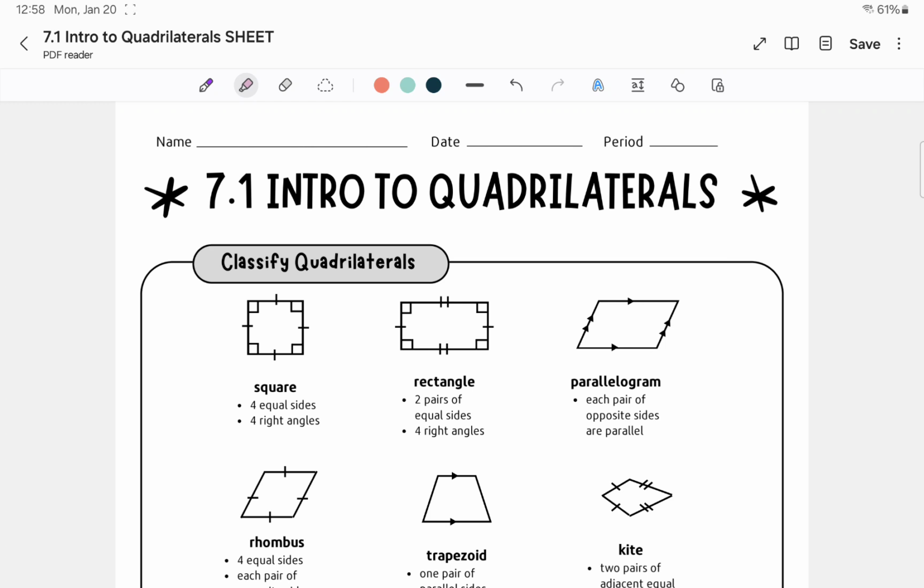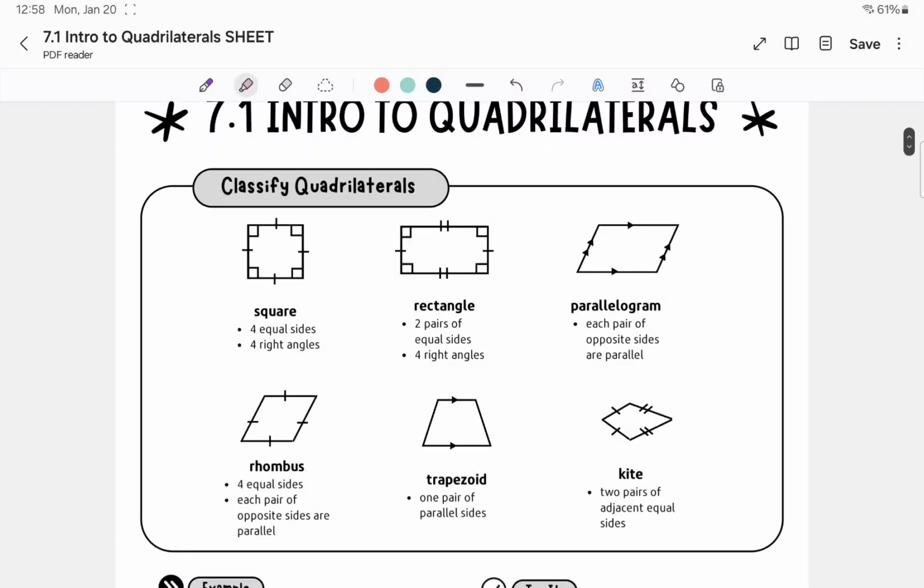So today we're going to be classifying quadrilaterals and also finding the angles inside of quadrilaterals. And what is a quadrilateral? It's just a four-sided polygon, or basically a shape with four sides. So let's look at how to classify them first. Go ahead and grab a highlighter and highlight with me as we talk about each one.